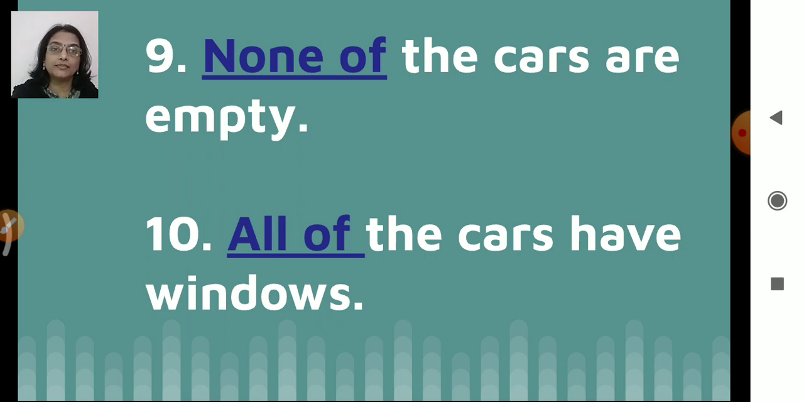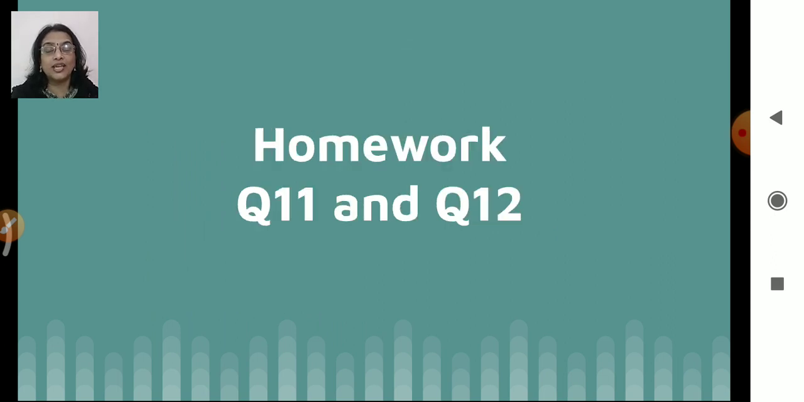The 10th one. All of the cars have windows. Yes, right? All the cars have windows. So answer is all of. All of the cars have windows. Clear, children? Okay, so now homework for you.